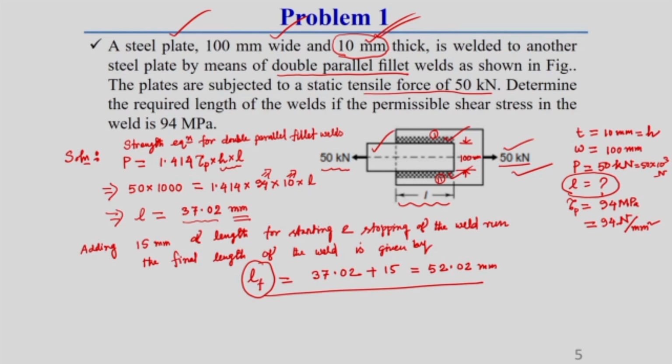So, let us say you are in industry and you are asked to find out this type of problem. What should be your final length? You should always keep this in mind: you should add this 15 millimeter to the length you get from the strength equation. With 2 welds, for each weld there will be 15 millimeter extra weld length you should consider in your final design. Then your structure will be fully safe.